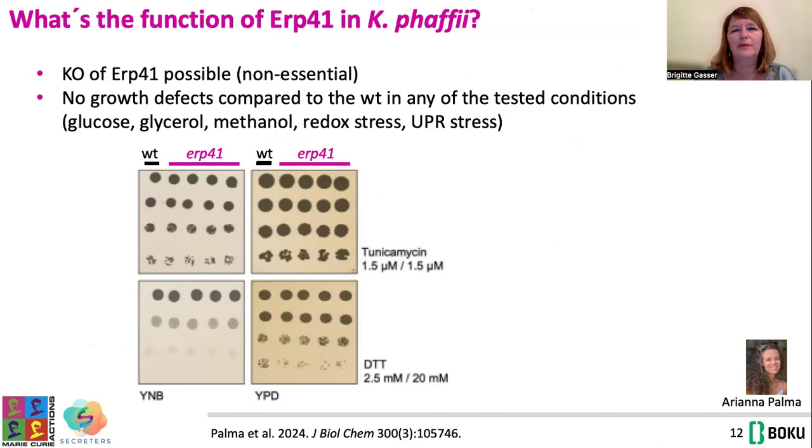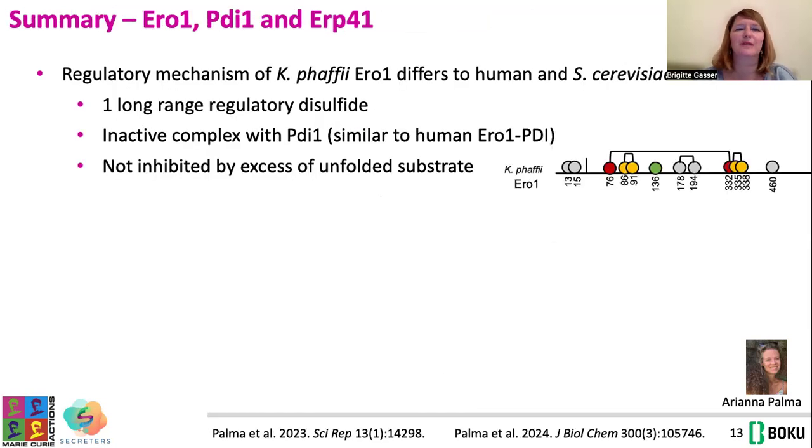So with this, we're really wondering what the function of ERP41 is in Pichia. And so Ariana made a knockout, which was very easily possible, indicating that it's a non-essential gene. And most strikingly and a bit unexpectedly, we did not see any growth defects so far in any of the tested conditions. So neither when it's growing on glycerol or methanol, or you have UPR stress or redox stress, really nothing is happening. It's growing like the wild type. So with this, I would like to sum up this part of my talk.